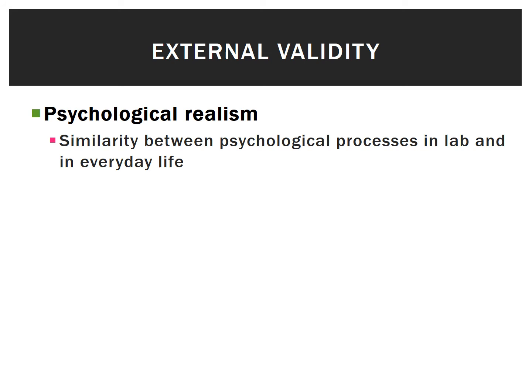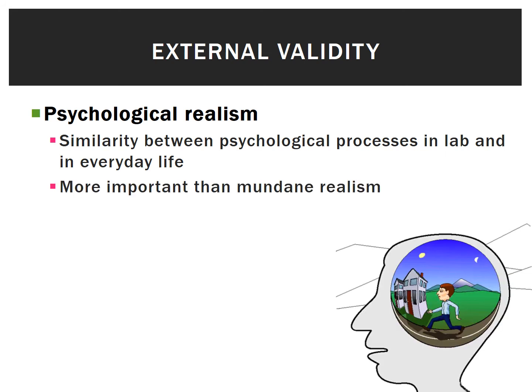We really want to know how people think, what people do, how they make decisions, whether they're persuaded by messages. Those psychological processes, if that's still what we're tapping into with those more artificial lab studies, then it's probably okay that the setting itself is a little bit artificial. So in social psych, we tend to think that psychological realism is more important than mundane realism because what we're really studying is those processes.